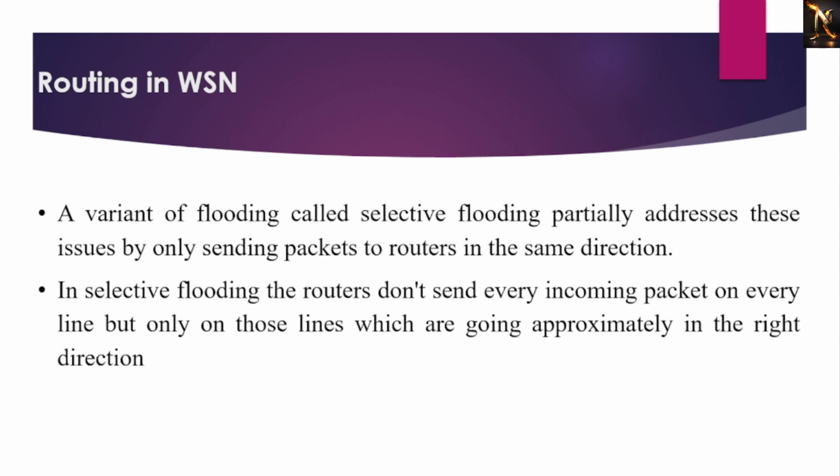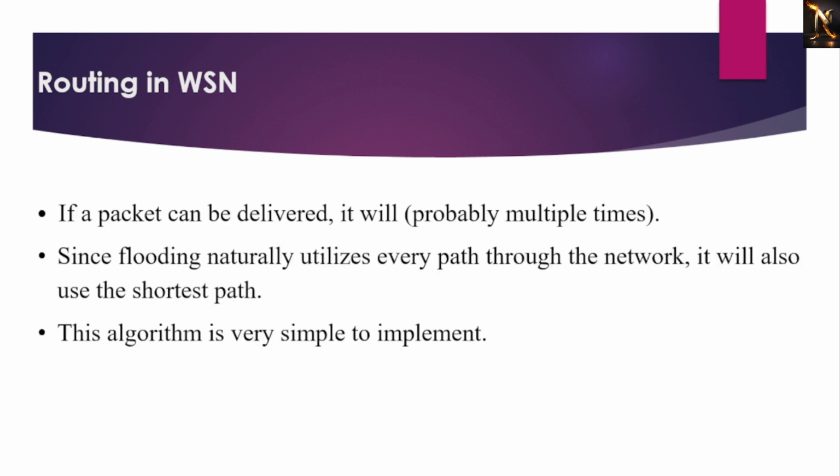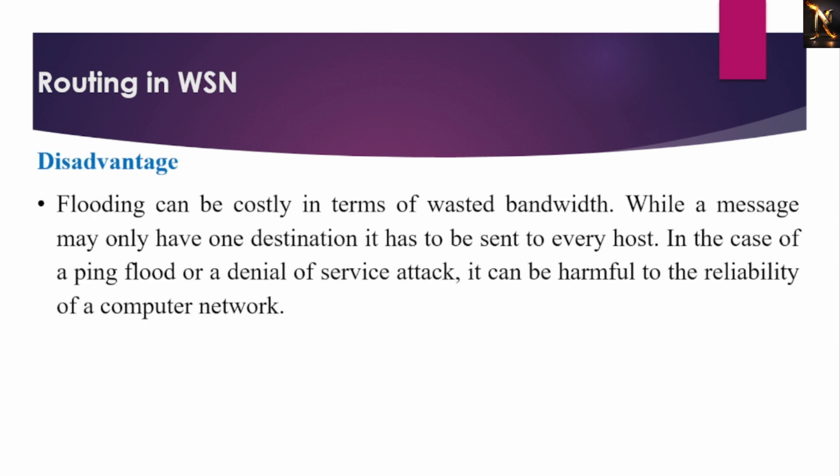A variation known as selective flooding addresses these concerns by sending packets only to routers in the same direction, reducing unnecessary transmissions. Selective flooding has the advantage of using every path through the network, including the shortest path, making it straightforward to implement. However, flooding can incur costs in terms of wasted bandwidth. In scenarios like ping floods or denial of service attacks, it may harm the reliability of a computer network.